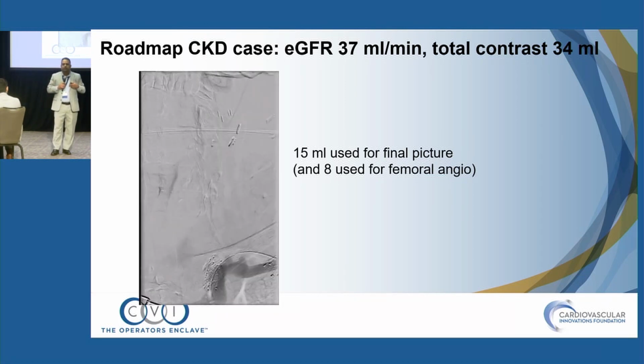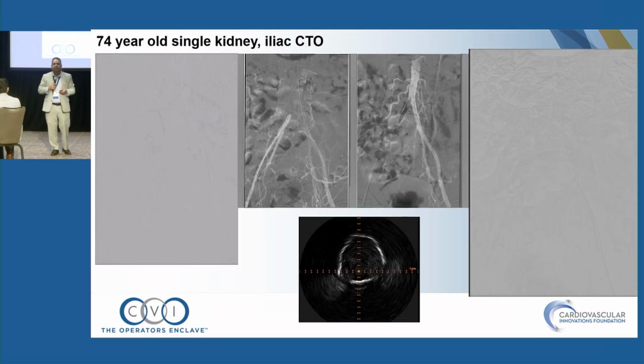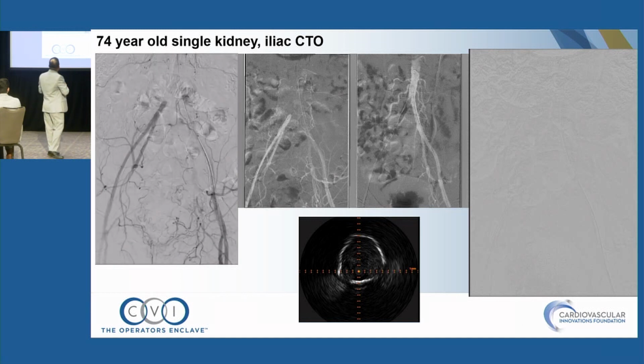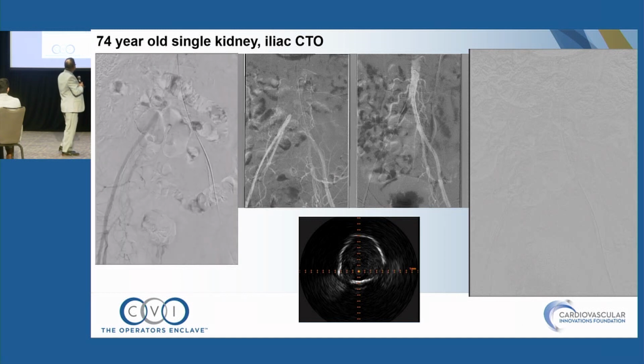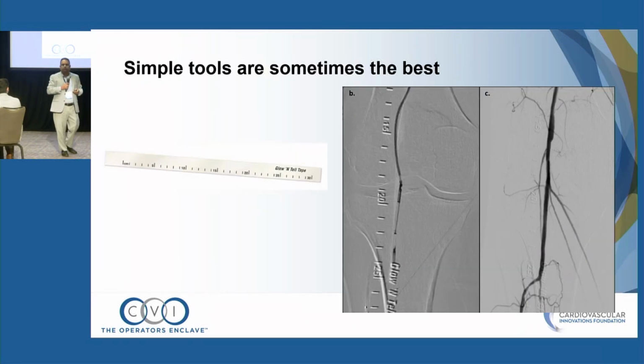So, you know, this is obvious to us, but many of the fellows are not familiar with road mapping. Here's another, we were talking about iliac CTO, single kidney iliac CTO, and just roadmap crossing and IVUS sizing and final picture. Simple tools are the best too.